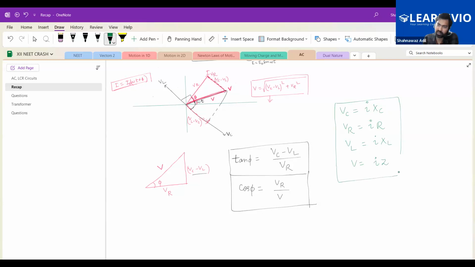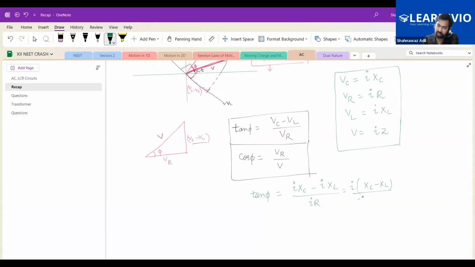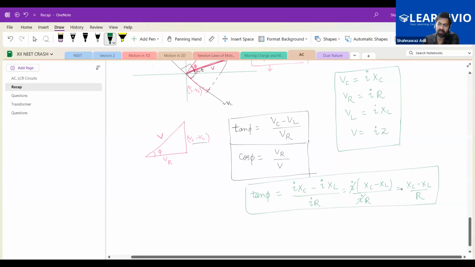If we put back all these values, what will we get? We will get tan phi, this is the phase: VC is I XC minus VL is I XL, divided by I R. We take I common, this is XC minus XL divided by I R. The I cancels, and this is simply XC minus XL by R. So this is another definition of the phase.